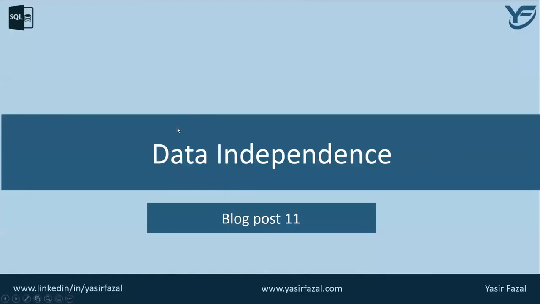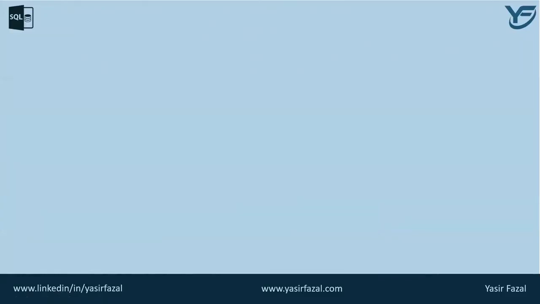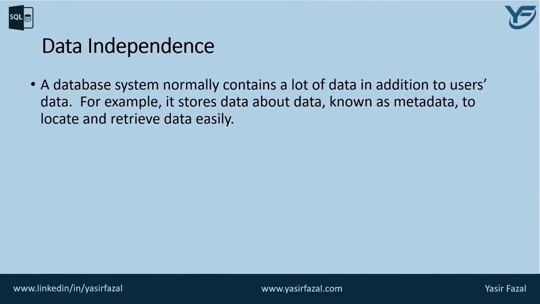And in this blog post, I'm going to discuss data independence. So let's start. When we talk about data independence, we actually talk about a database system, which normally contains a lot of data in addition to the user's data. For example, it stores data about the data, known as metadata, to locate and retrieve data easily.